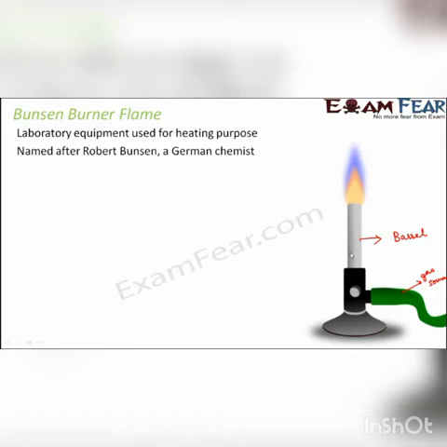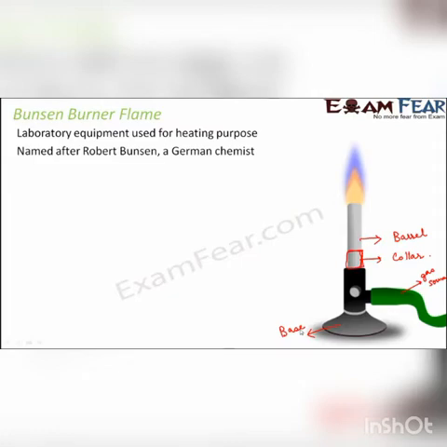Somewhere around this part, you have a structure which is rotatable. You can rotate this structure over the barrel, and by rotating it you can alter the temperature of the flame. This structure is known as the collar, and this is called the base. It keeps the Bunsen burner stable, which is very important for safety purposes.